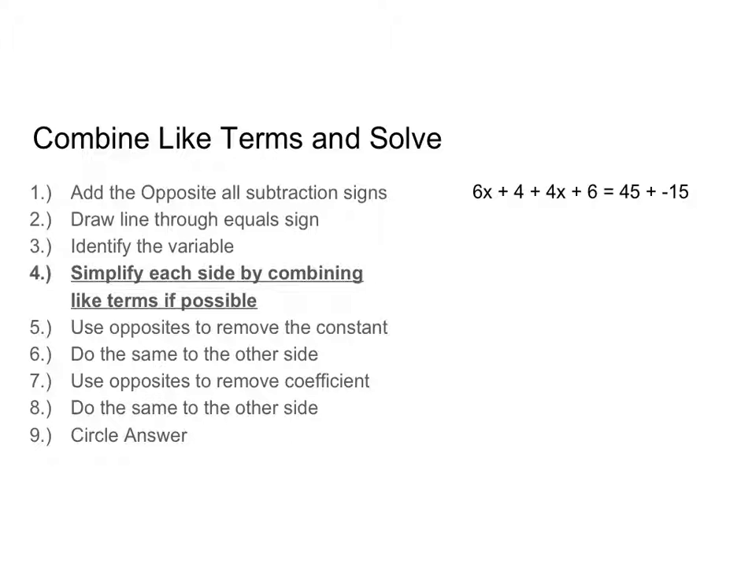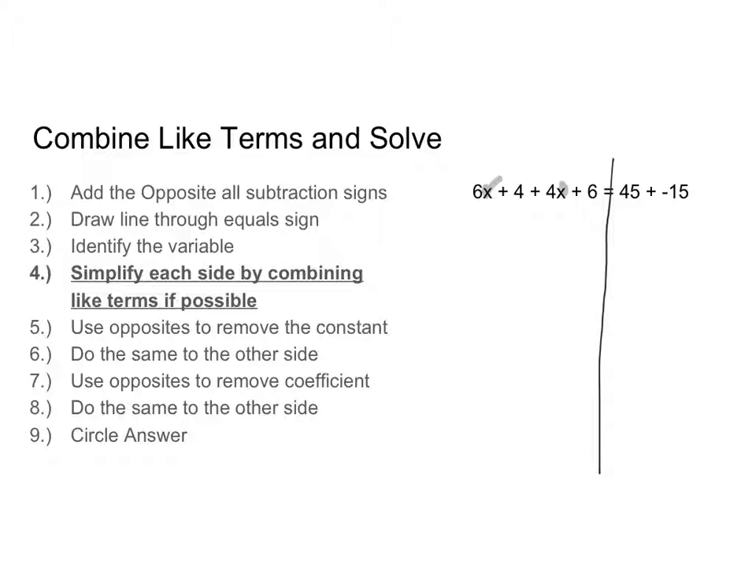So we still follow the first step, and the first step is always add the opposite of all subtraction signs. Well, I don't see any subtraction signs here, so I don't have to worry about that. Then draw a line through the equal sign. Well, that's easy. Same as before. Okay, the next step, identify the variable. Well, here we have the variable, but there's two of them. There's 1x here and 1x here. And so that'll bring us to our next step.